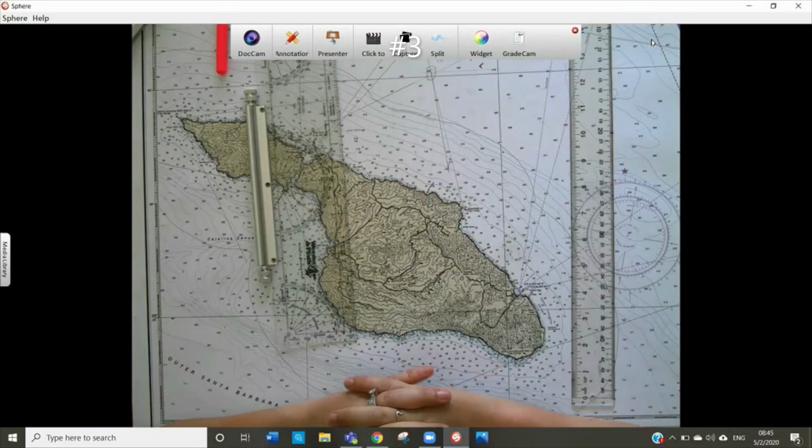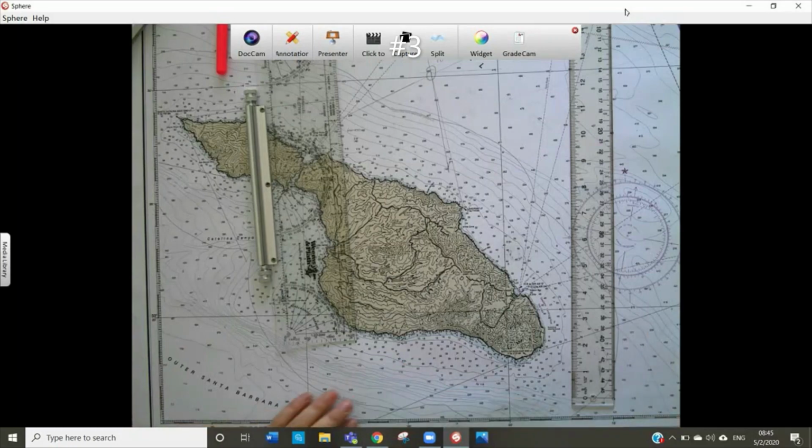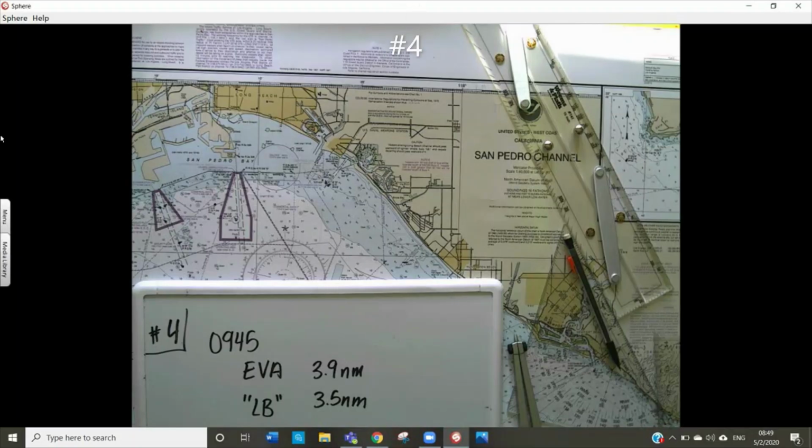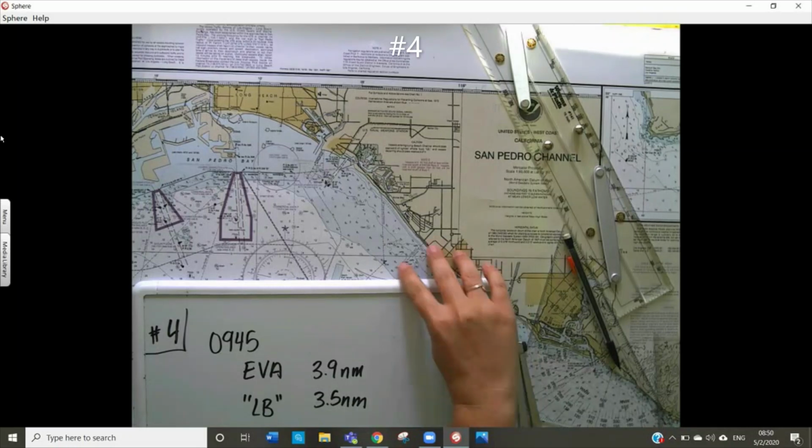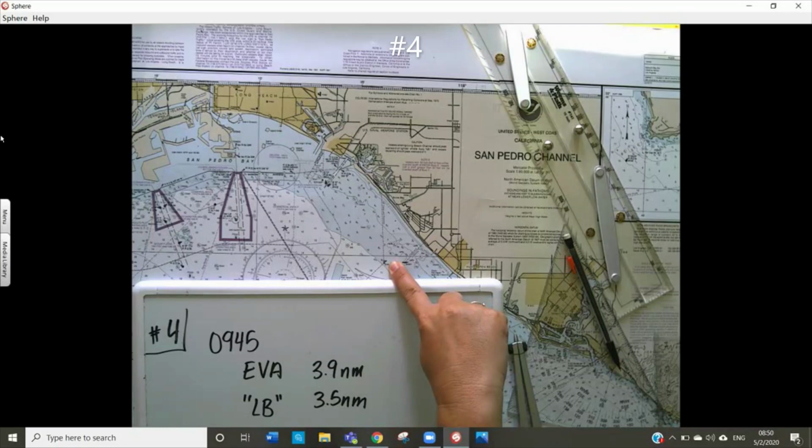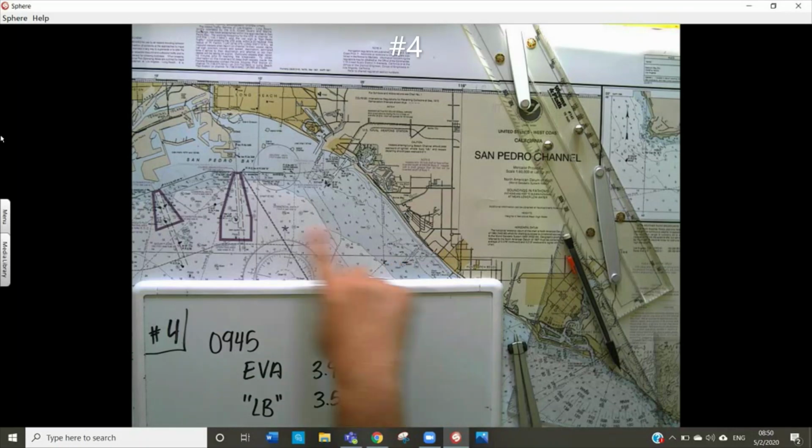All right, let's do number 4. Okay, so on number 4, we actually don't have to convert any bearings. We have 2 ranges. It told us at 9:45 the oil platform EVA, which is located right here, is at a range of 3.9 nautical miles. And then our LB buoy, which is right here, has a range of 3.5 miles.